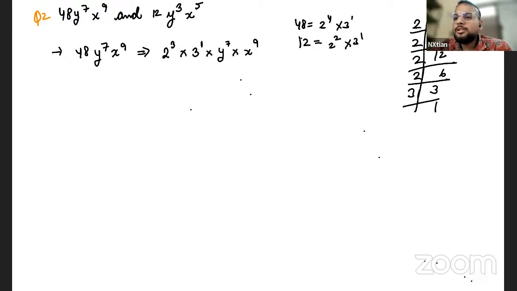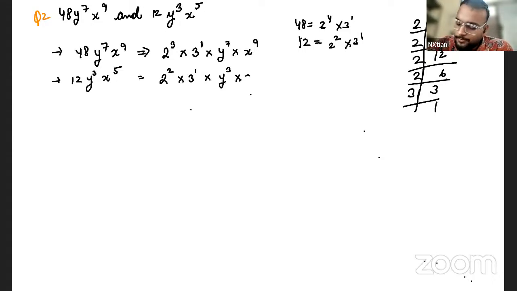So all are in multiplication form. It means that these are in factors form. Okay, 12 y to the power of 3 x to the power of 5 means 2 to the power of 2 into 3 to the power of 1 into y to the power of 3 into x to the power of 5.